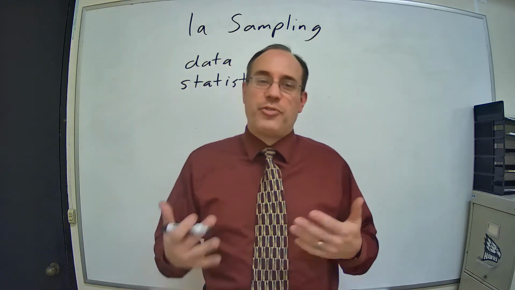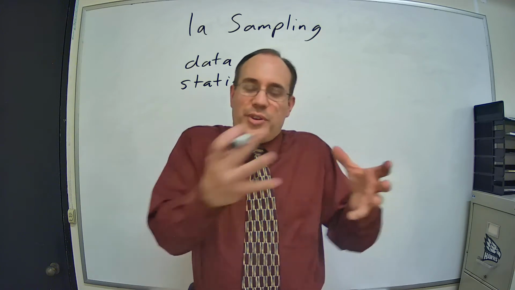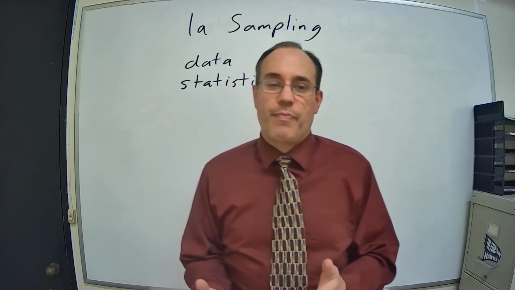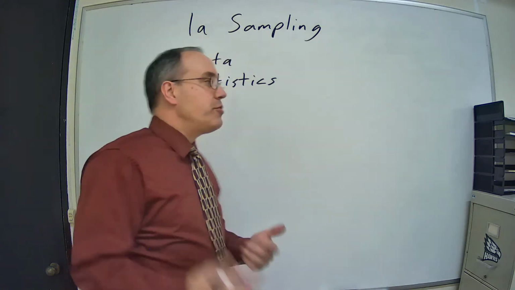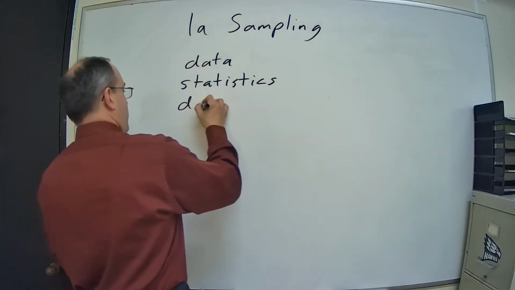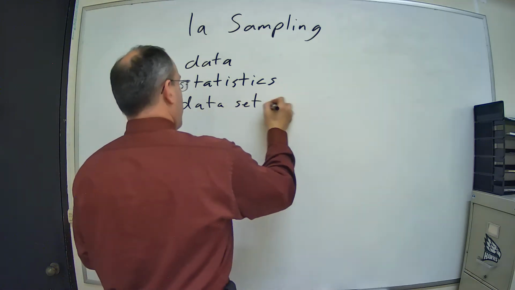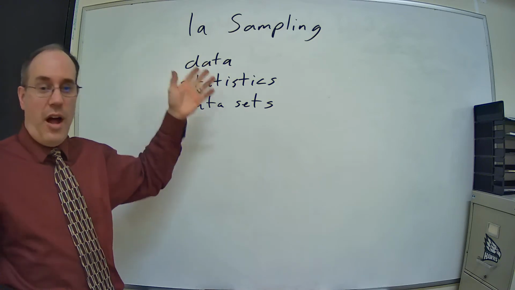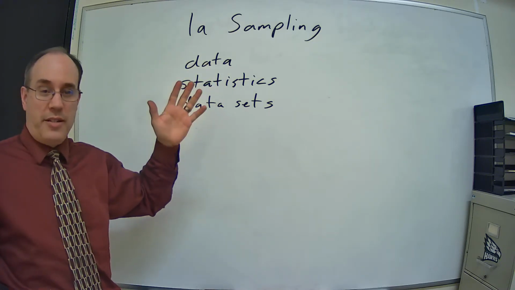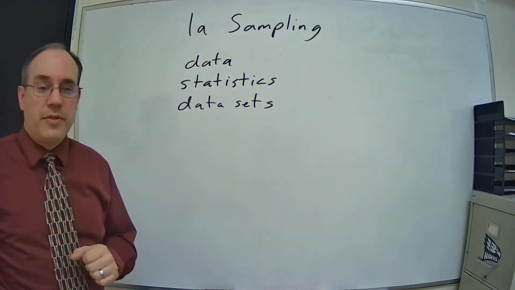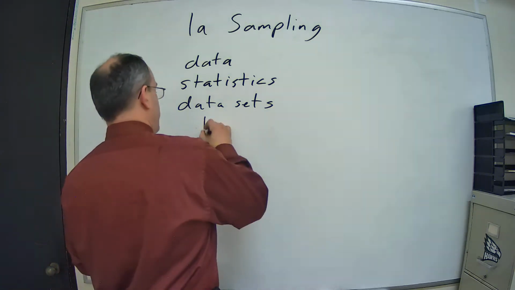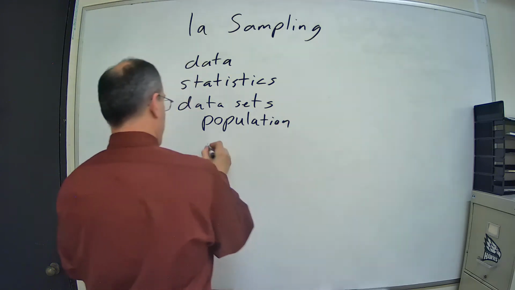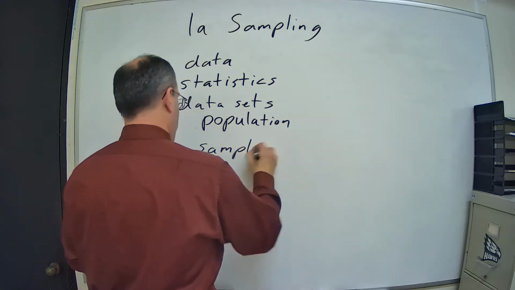So we're in an elementary statistics course. We're doing the beginnings of this science. Now, there are two types of data sets that we deal with. So data sets, that's groups of data, right? Those observations, counts, measurements, or responses. Our two types of data sets we deal with are population and sample.